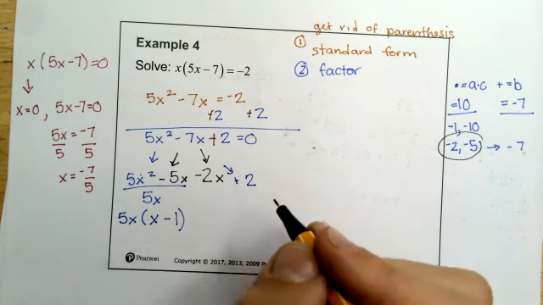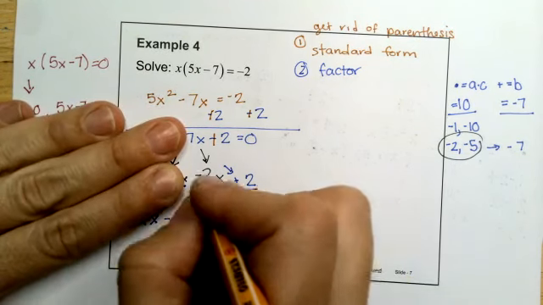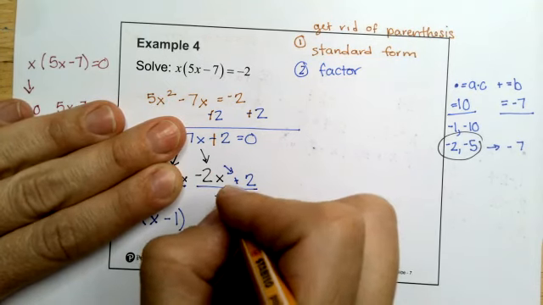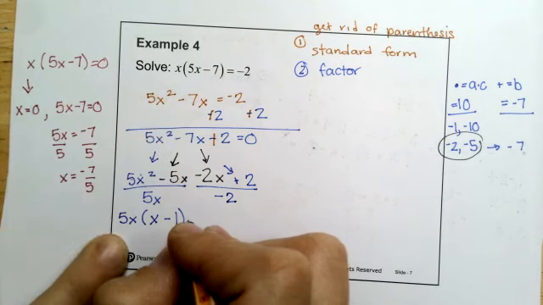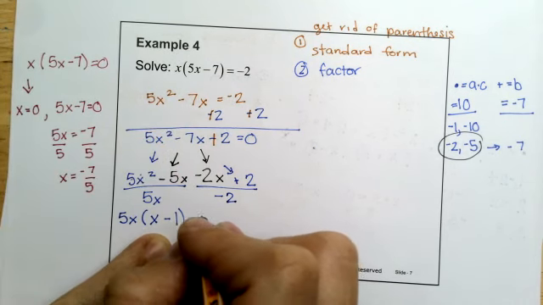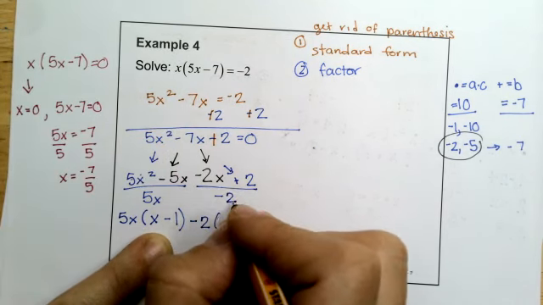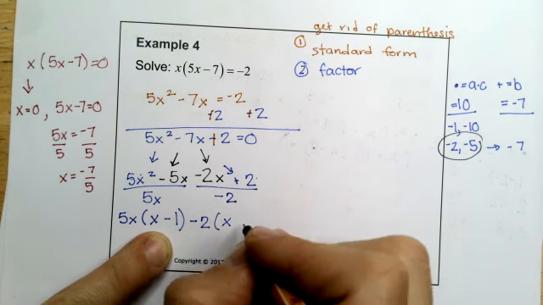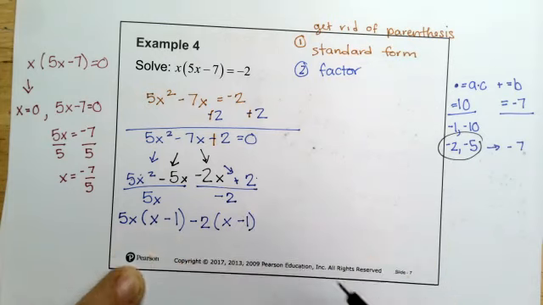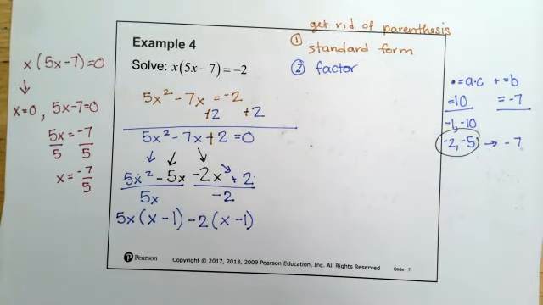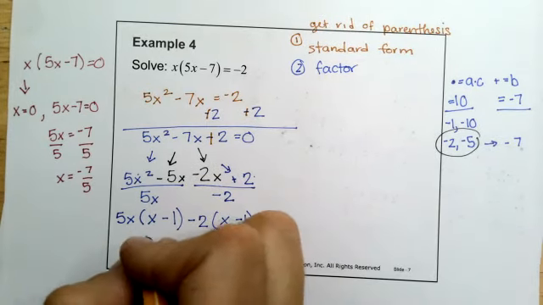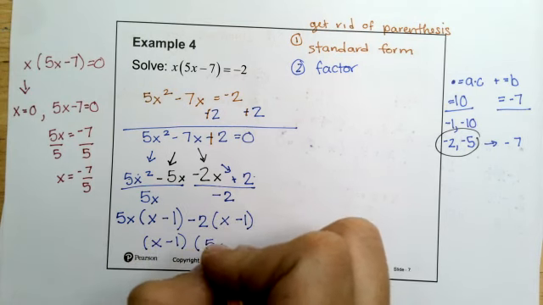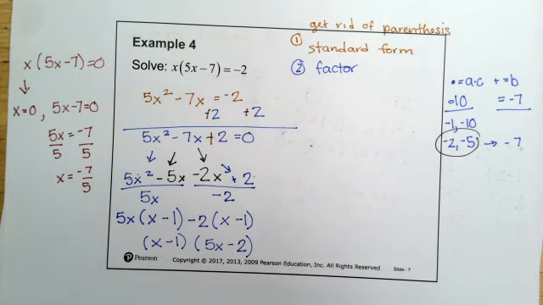Here I have -2x plus 2. Remember, if that's a negative, this number is going to be a negative. -2x and a +2, I can factor out a -2. So this is going to be 5x times x minus 1 minus 2. -2x divided by -2 is just a +x. And then a positive 2 divided by a negative 2 is a negative 1. Good. And we've done factoring by grouping, so you know what to do next. We have factored out the x minus 1, and we are left with 5x minus 2.